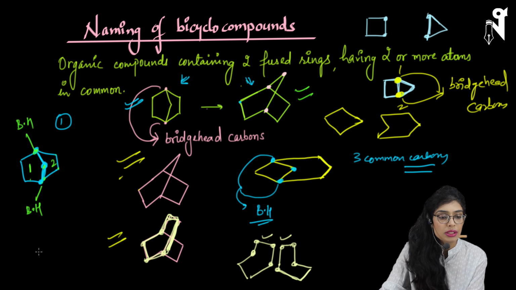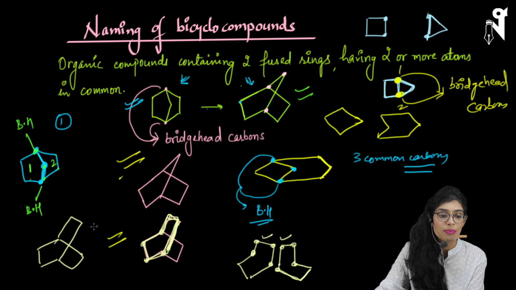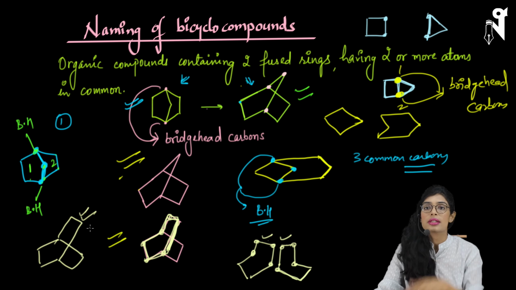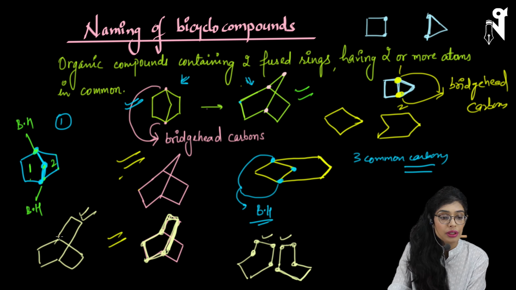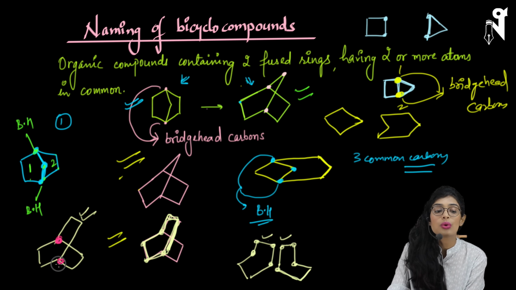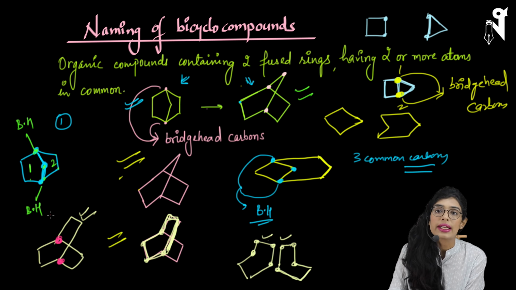So if I draw this, it's like this, right? And this flap or this vertical thing is common. So there are a total of four common carbons with two bridgeheads, one bridgehead over here and one bridgehead over here. Total common carbons are 4. Two bridgeheads are there and two cyclic structures are there.